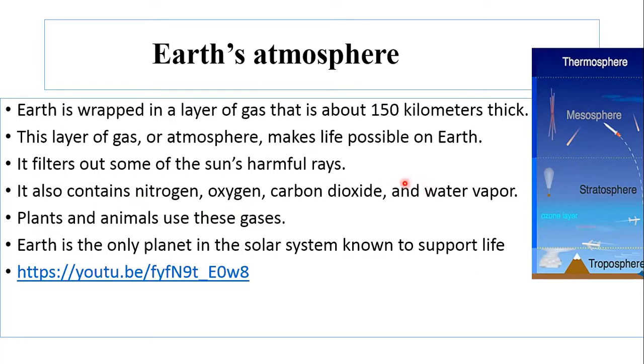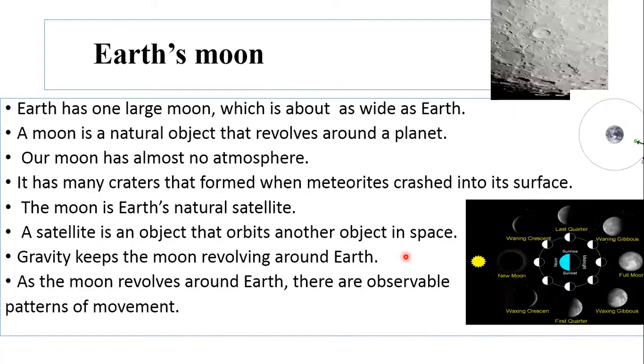We study the layers of the earth. We study about the atmosphere, if you remember. Plants and animals use these gases. You remember that the plants take in carbon dioxide and release oxygen, but the animals and the people take in oxygen and release carbon dioxide. Earth is the only planet in the solar system known to support life. I will show you a video after we finish.